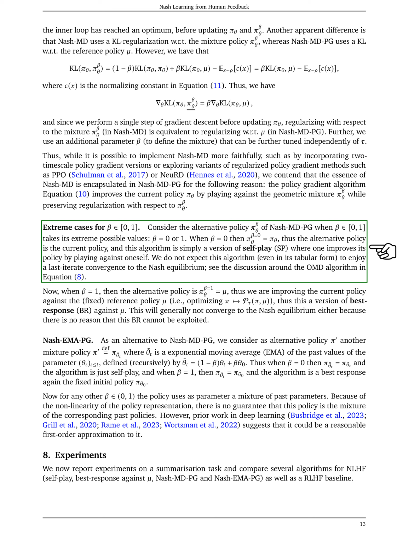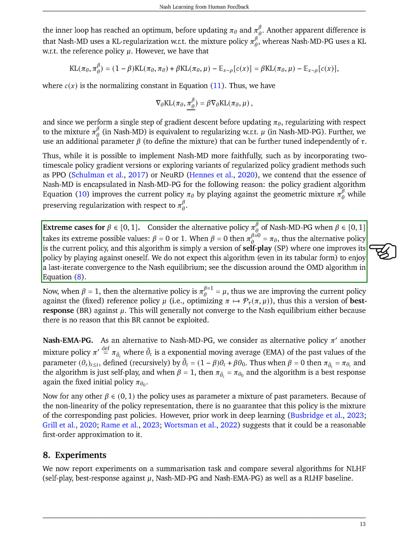Now, when β equals 1, then the alternative policy is π_θ^β=1 equals μ. Thus we are improving the current policy against the fixed reference policy μ, i.e. optimizing π ↦ p_τ(π, μ). Thus this is a version of best response, BR, against μ. This will generally not converge to the Nash equilibrium either because there is no reason that this BR cannot be exploited.